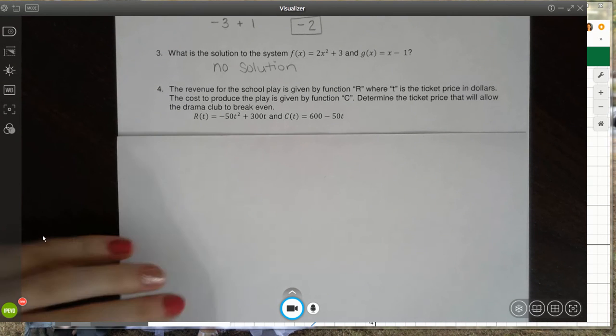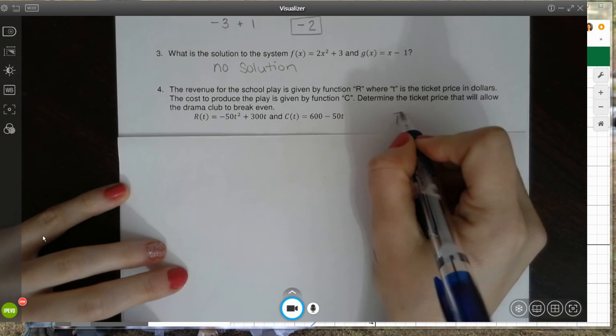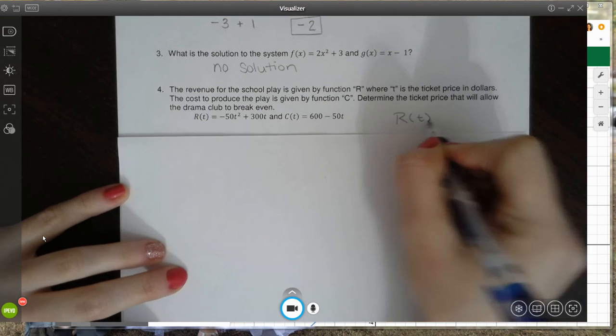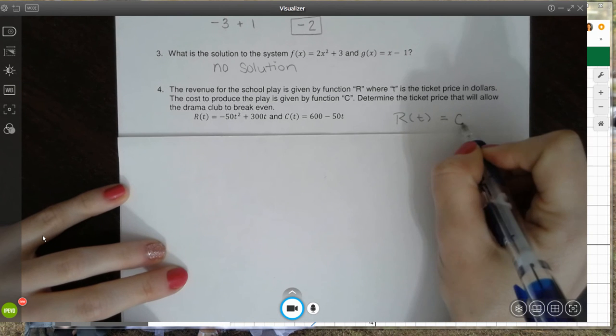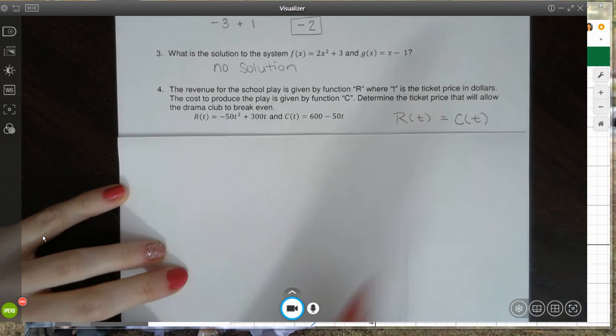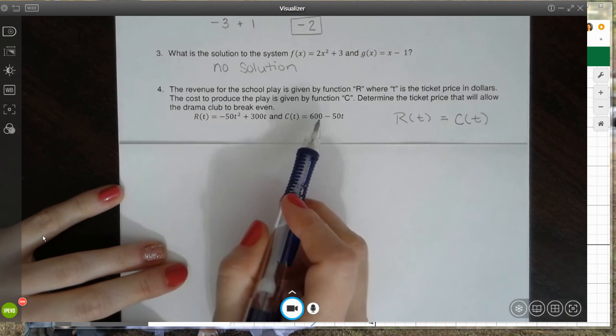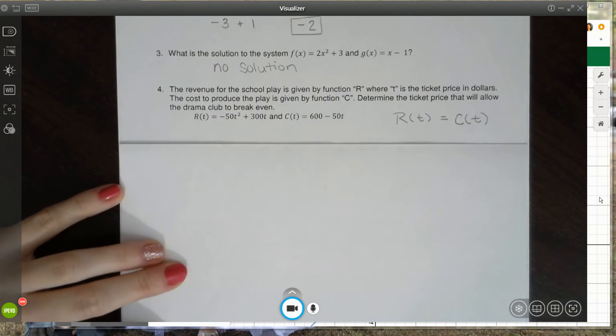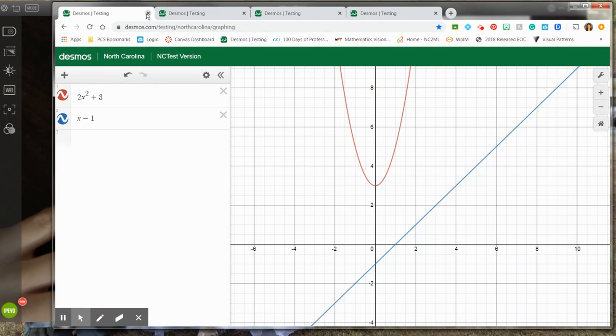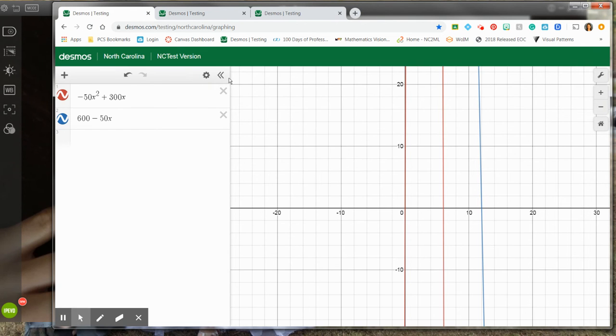So if we're going to break even, what we're looking for is when our revenue function is equal to our cost function. I'm looking for the intersection between these 2 equations. So I already have this graphed on Desmos, but you can do this along with me.